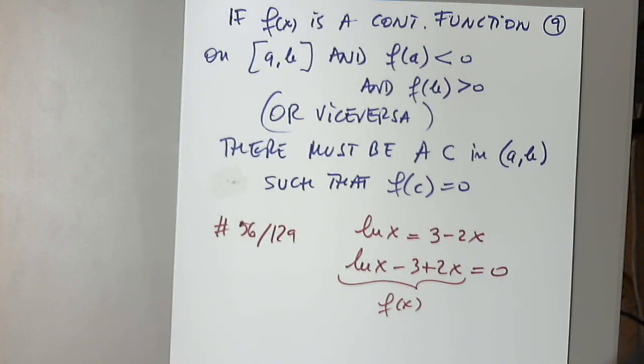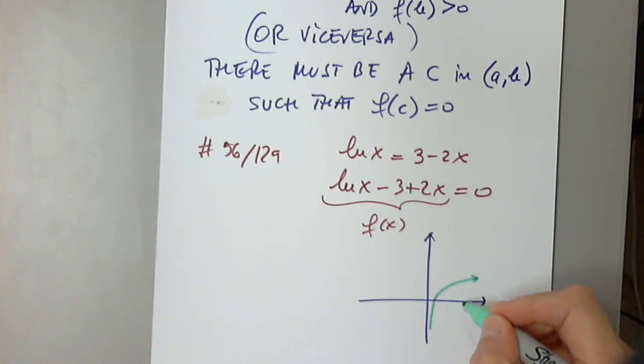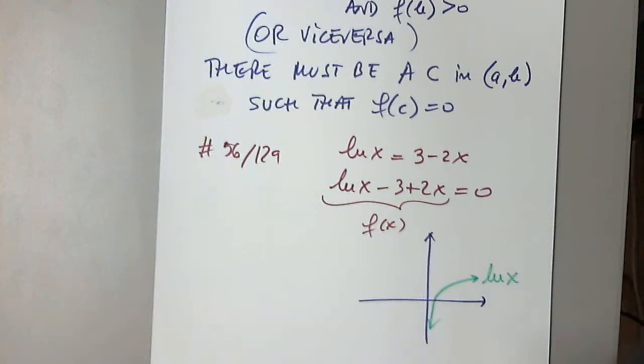I know the natural log is, let's also graph natural log. So let me refresh your memory on the graph of natural log. Natural log is not defined on everything. It's defined to the right-hand side of 0 only.